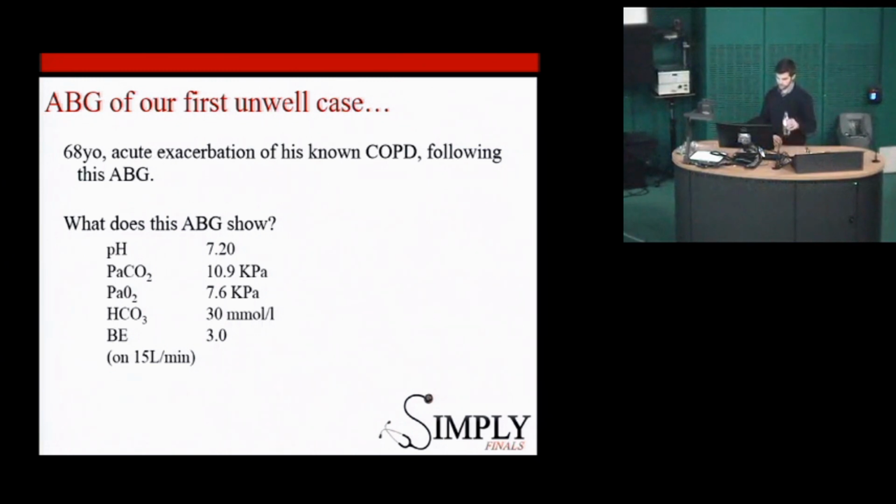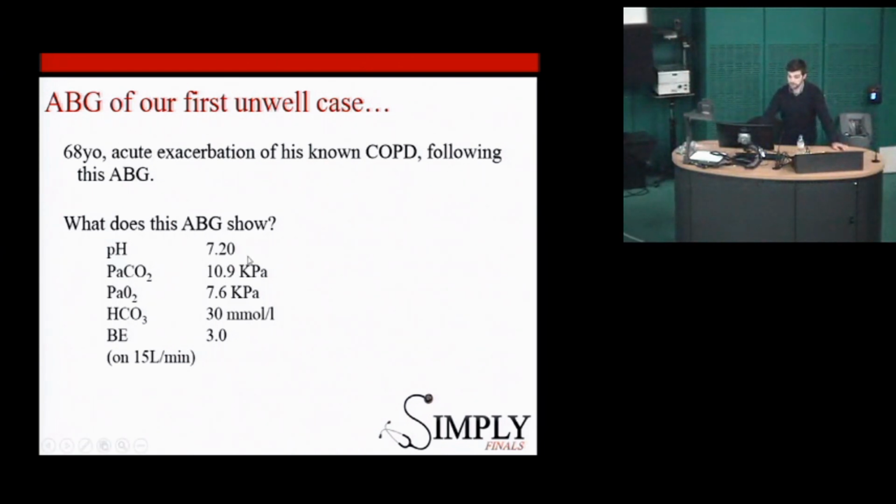So what are we thinking here? Good. So type 2 respiratory failure, with some compensation. Anyone else? ABG? Okay, so respiratory acidosis. Okay, so we're going to go through all components of this.